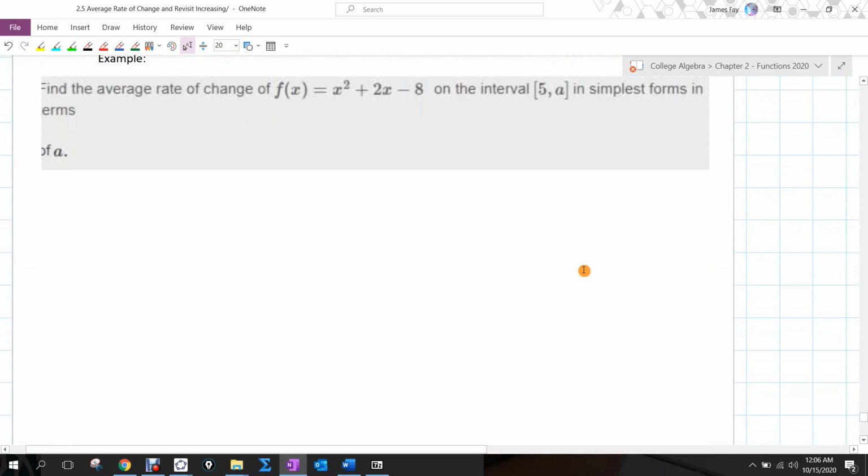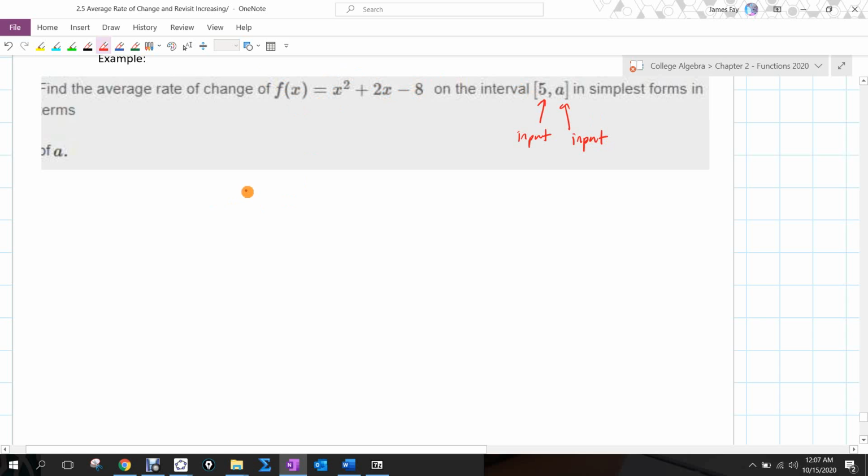Find the average rate of change here of f of x equals x squared plus 2x minus 8 on the interval of 5 to a in simplest form, in terms of a. Okay, so this is the same idea. I just don't know. Here's my inputs, and I want to figure out what are my outputs.